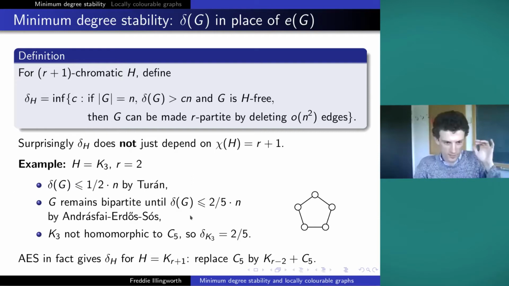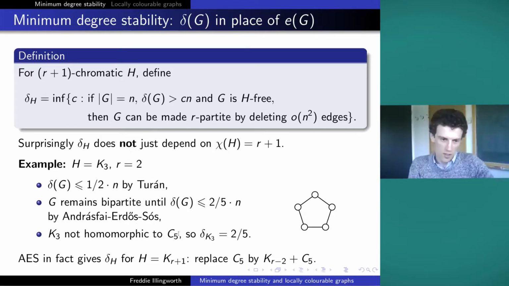So I've written K3 is not homomorphic to C5. If you know what a graph homomorphism is, that's great. If you don't, you can just think of being homomorphic to as meaning being a subgraph of a blow-up. So when I say K3 is not homomorphic to C5, I'm just saying this blow-up of the 5-cycle doesn't contain any triangles. And so, provided you believe me that it remains bipartite until we get down to here, this shows that delta of K3 is 2/5.